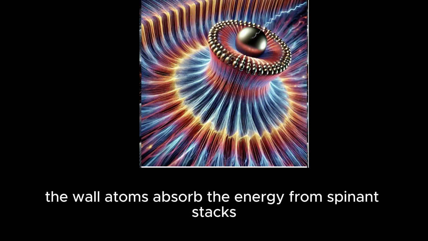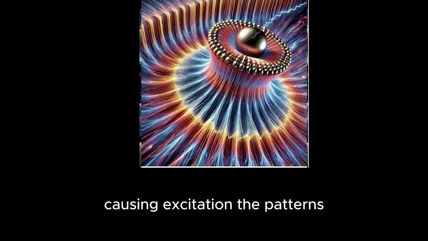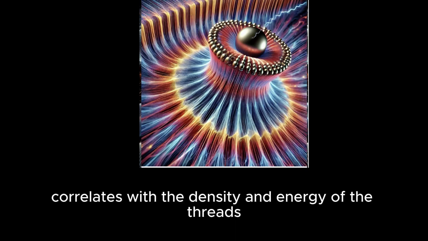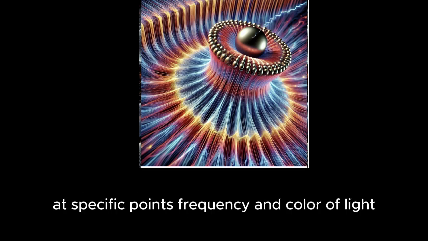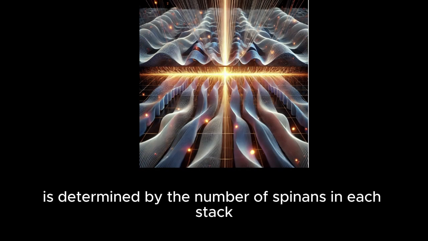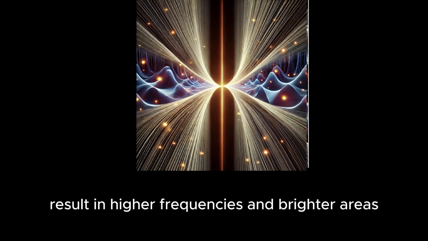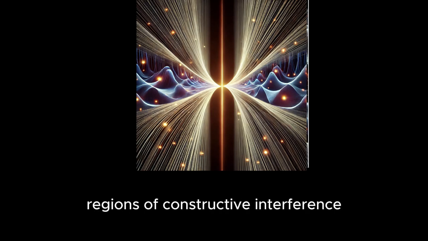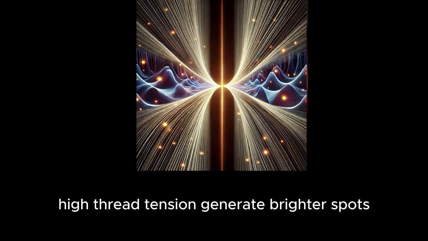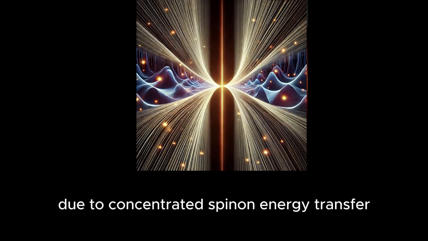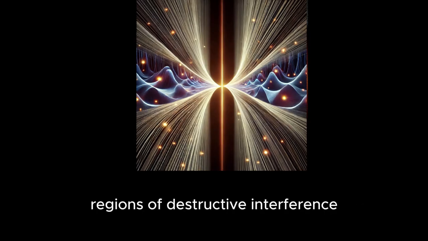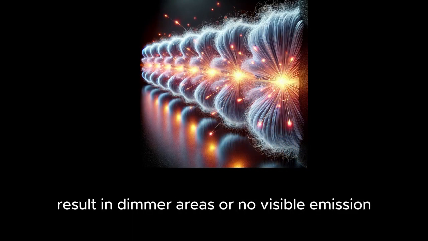The wall atoms absorb the energy from spinon stacks, causing excitation. The pattern's brightness correlates with the density and energy of the threads at specific points. Frequency and color of light: the frequency of light emitted is determined by the number of spinons in each stack. High-density regions with more spinons result in higher frequencies and brighter areas. Physical pattern development: regions of constructive interference, high thread tension, generate brighter spots due to concentrated spinon energy transfer. Regions of destructive interference, low thread tension, result in dimmer areas or no visible emission.